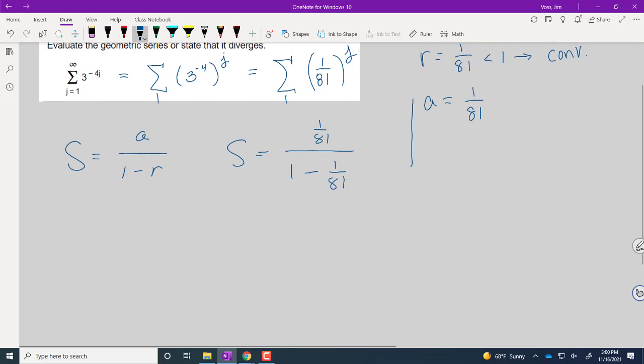Whoops. And if we multiply through by 81, we have that. And that tells us that the sum of this series is 1 over 80.